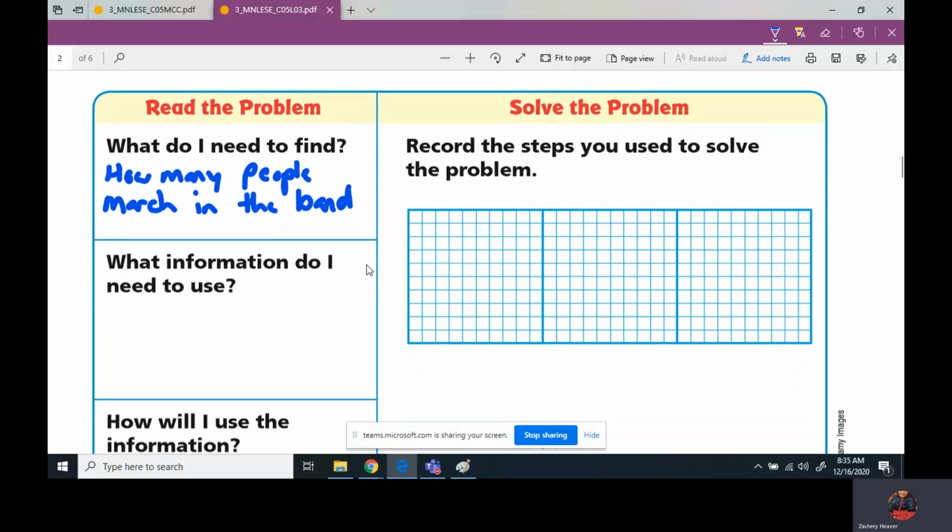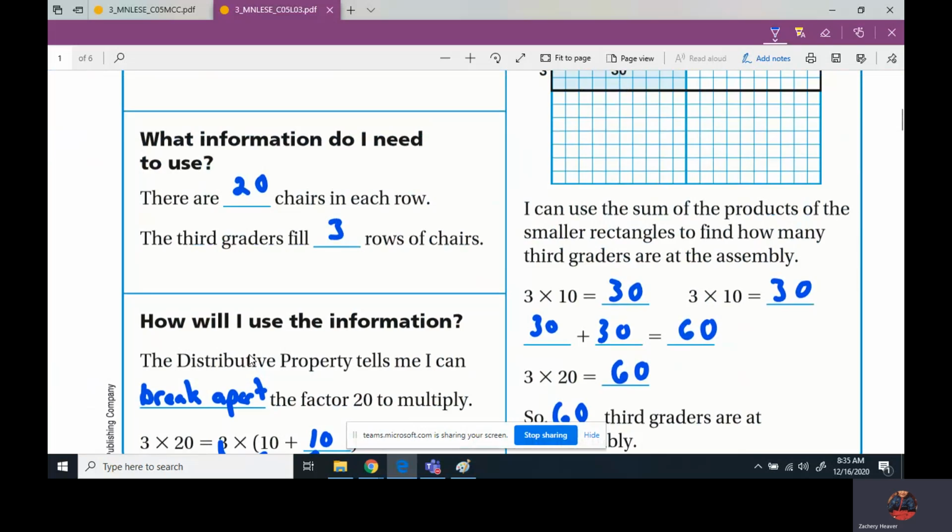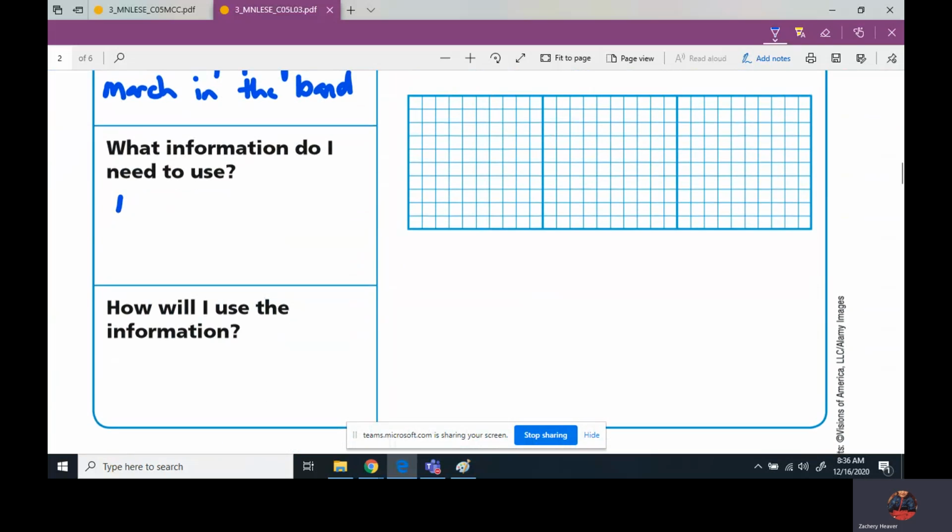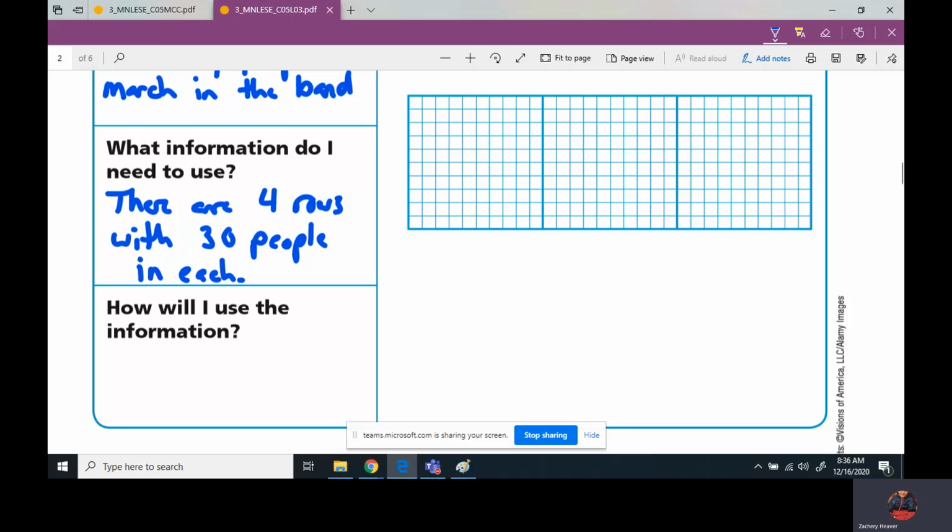How many people march in the band? And what information do I need to use? Well, like they did up here, we know there are 4 rows with 30 people in each. How will I use this information? Well, we know our problem is going to be 4 times 30.